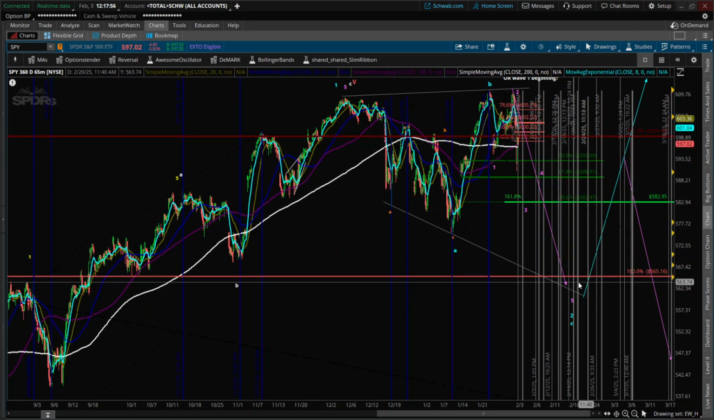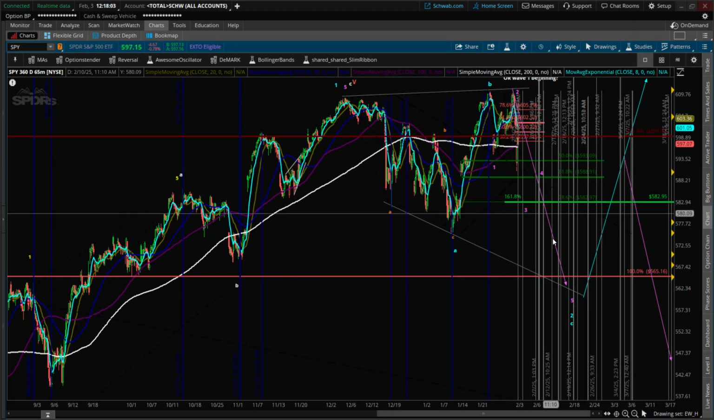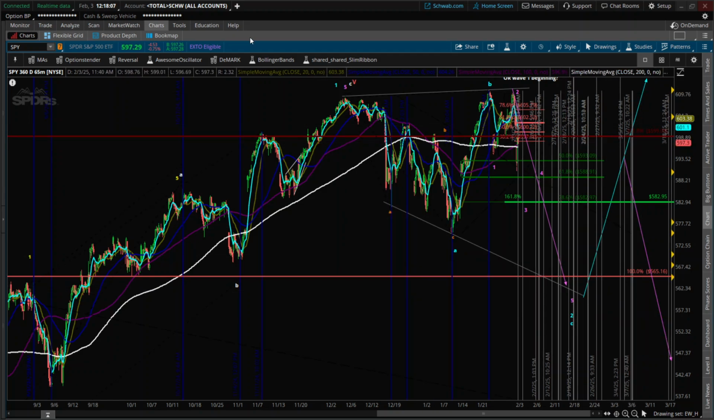So both bulls and bears, if we break this zone here, that 590 zone, then both the bulls and the bears are looking for the same thing after that. All right? And those are the easiest ones to trade at that point.